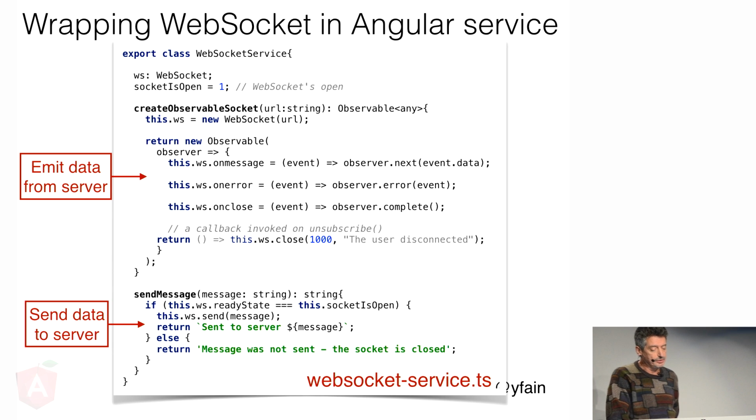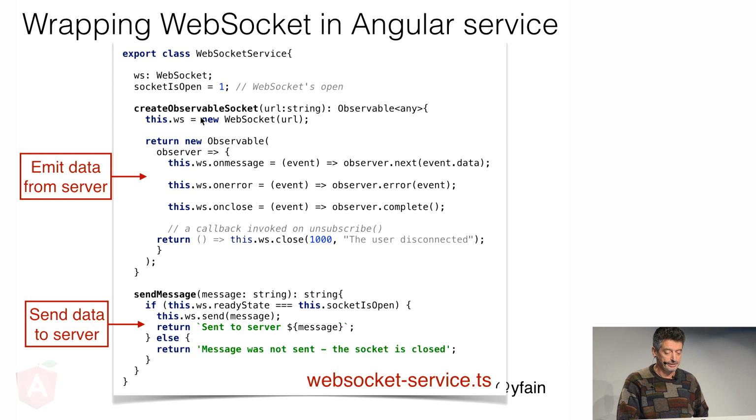And now let's take a look at this code, how to wrap up a WebSocket in an Angular service. So what do you see? I have a class, WebSocket service. I declare a variable for WebSockets. And by the way, WebSocket has different states. They call it the ready state. I declare this variable and it's initialized with 1. If the ready state is 1, it means the socket is open. You can send the data back and forth. In this service, I created 2 methods. They are in bold: create observable socket and send message.